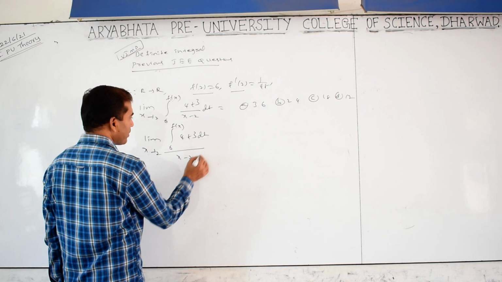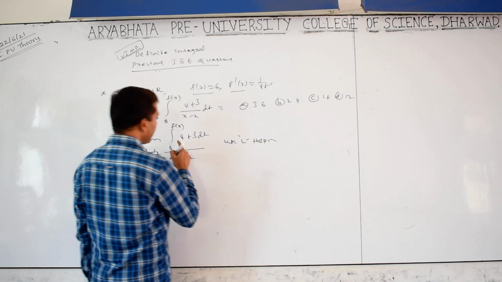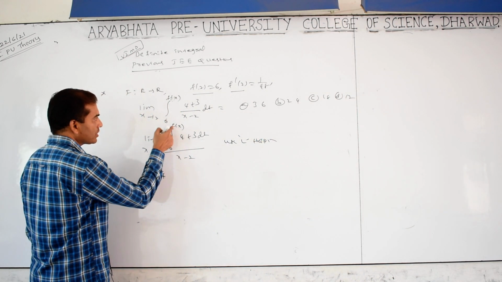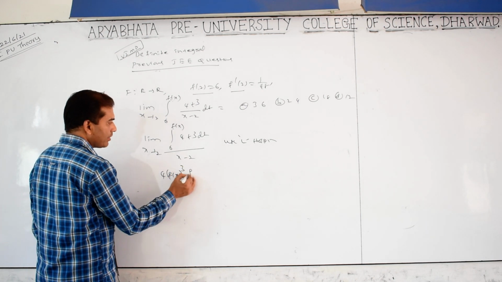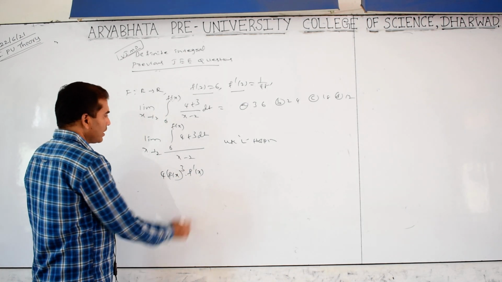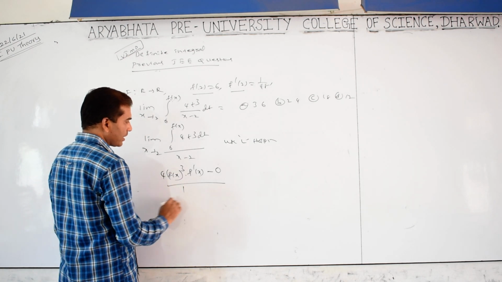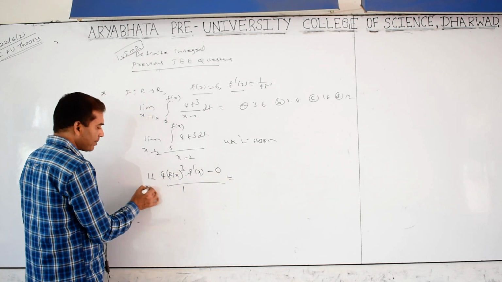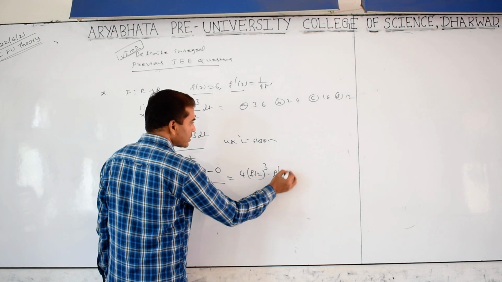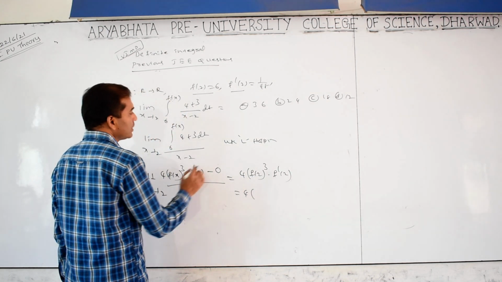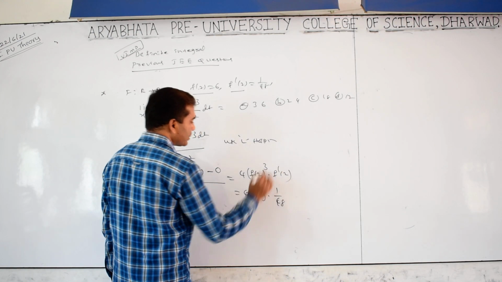So we should apply L'Hospital. How to apply it to the upper limit? 4 into, in place of t, f(x) whole cube, into the upper limit derivative f'(x). Next, the lower limit is a constant. The denominator derivative is 1, since the derivative of x with respect to x is 1. So put x = 2: 4 into f(2) whole cube into f'(2). That is 4 into 6 whole cube, f'(2) is 1/48.